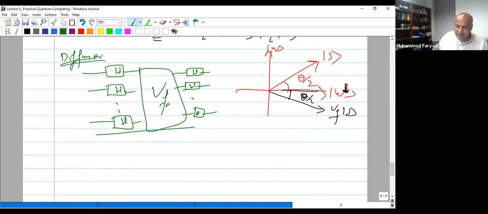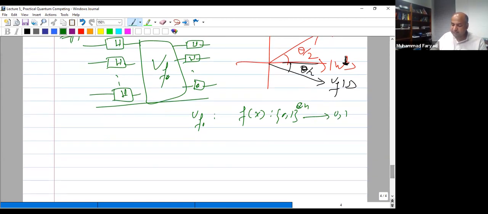So let's see what this is, and I'll now also show what this F naught is. This is part of the algorithm. So this UF naught also implements a phase oracle, with a function f of x that goes from an n-bit input string to either 0 or 1, but this is 0 if x is 0.